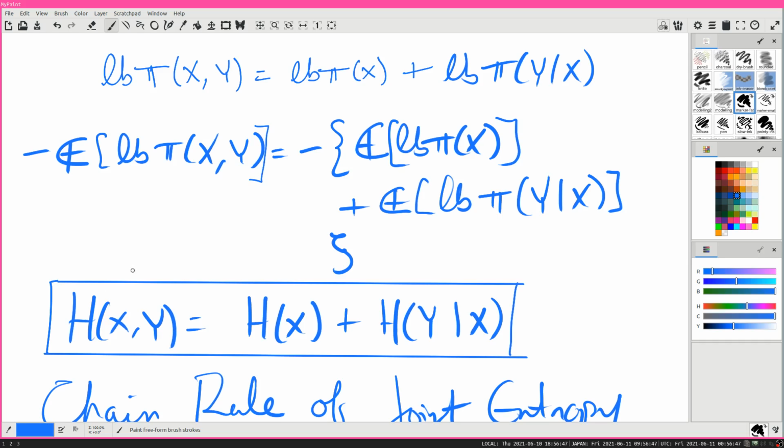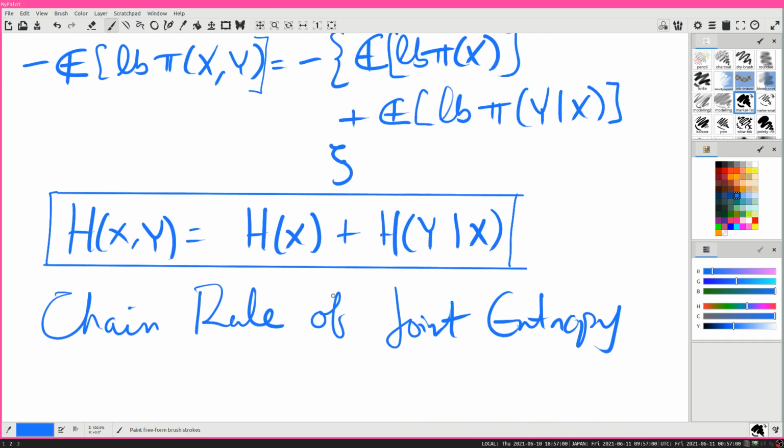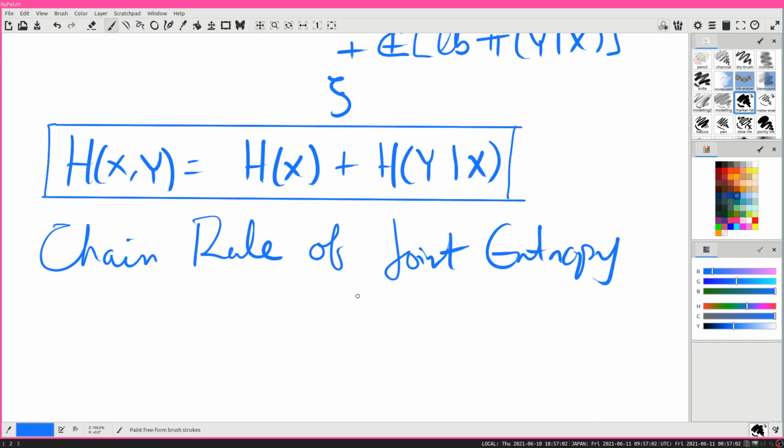And so we have this wonderful rule, which says that the uncertainty in a pair of random variables is the uncertainty in the first plus the uncertainty in the second given the first. That's called the chain rule of joint entropy, and that's all I wanted to talk about. It's literally just this.